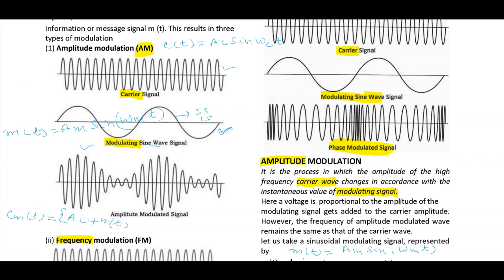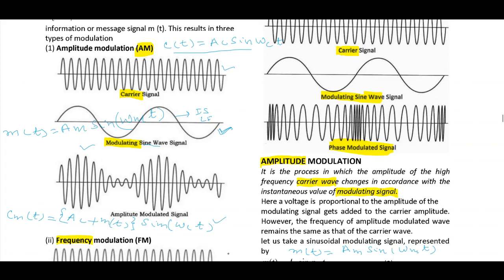This is the amplitude of the modulated wave, and with this amplitude, the rest I will let remain the same: sine omega Ct inside. This is amplitude modulation. Compare these two equations. If we compare these two equations, what do we get?